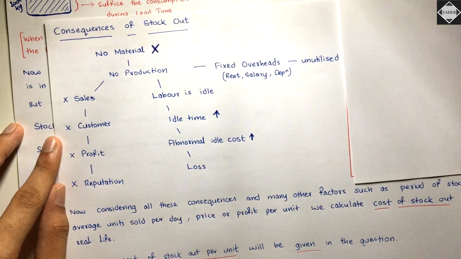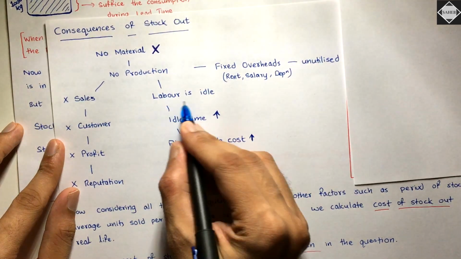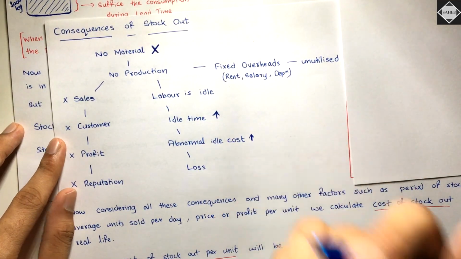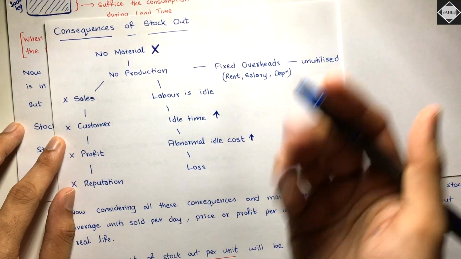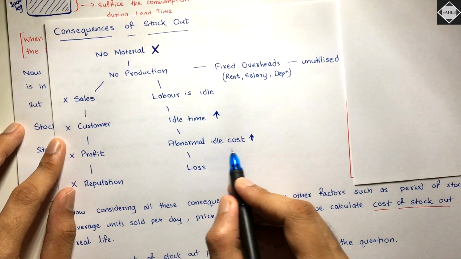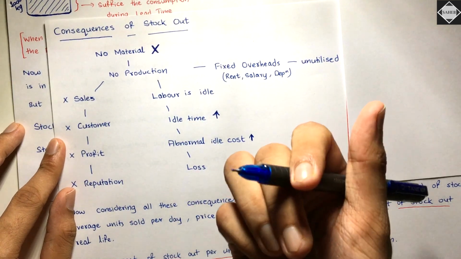So that's non-financial. And then see here, if production is not happening, then understand labor is sitting idle. Idle time increases. In labor costing, you will learn that if idle time increases, the problem is with the management. So it is called abnormal idle cost. This will be a loss which will hit costing, profit and loss.